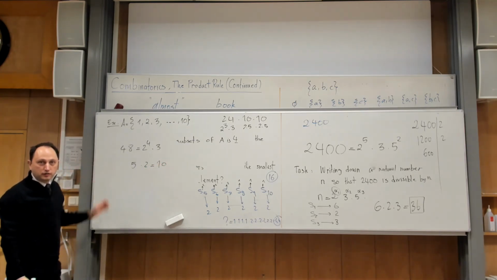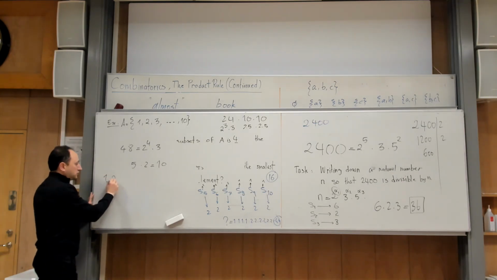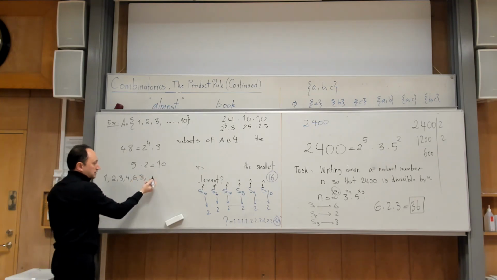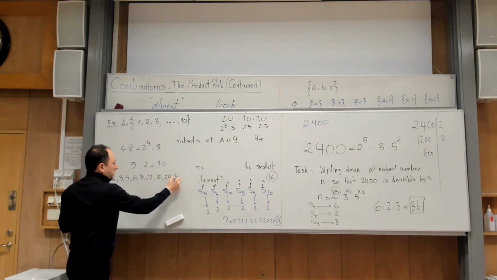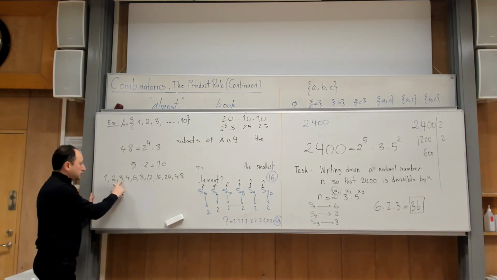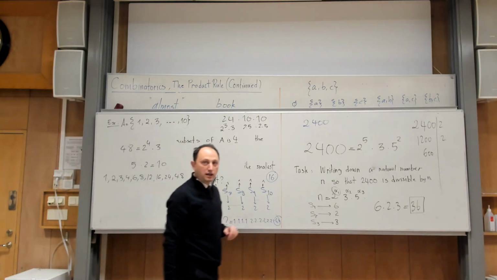Yes, so there are 10 of them. You can count them, by the way. What is the first one? 1. The second one, 2. 3, 4, 6, 8. The next one, 12, 16, 24, and I think 48, yes? These are the numbers: 1, 2, 3, 4, 5, 6, 7, 8, 9, 10. So we have exactly 10 of them.